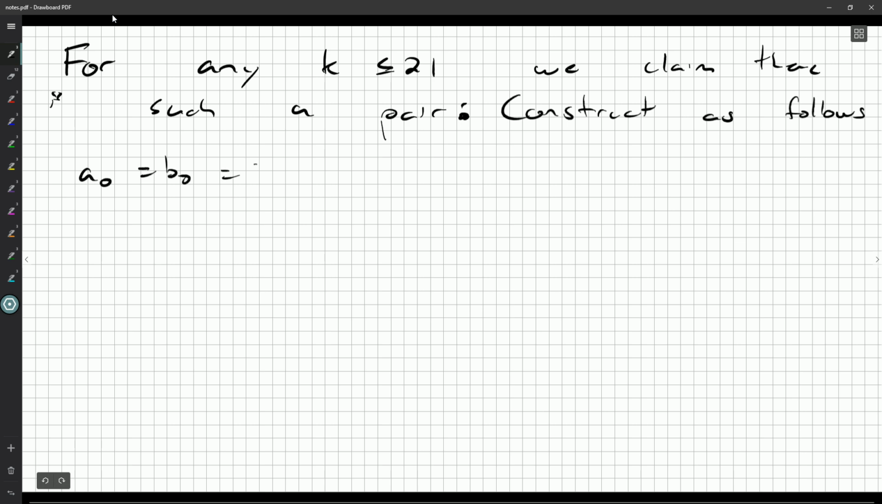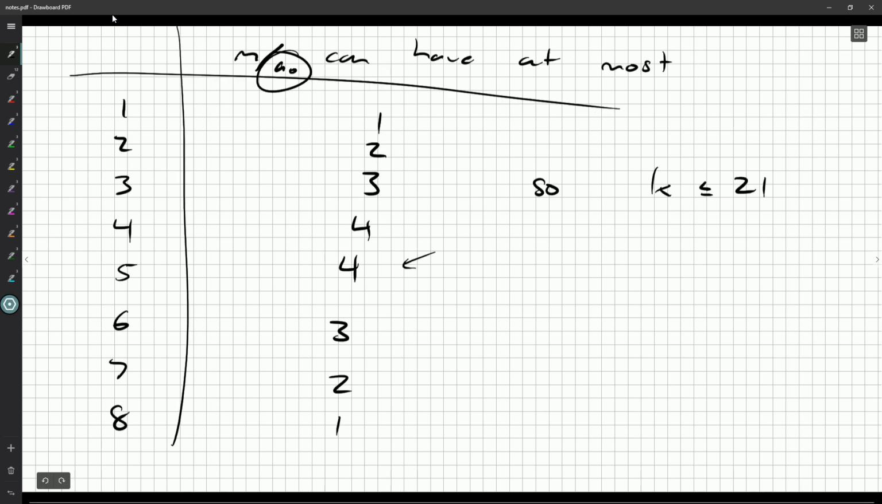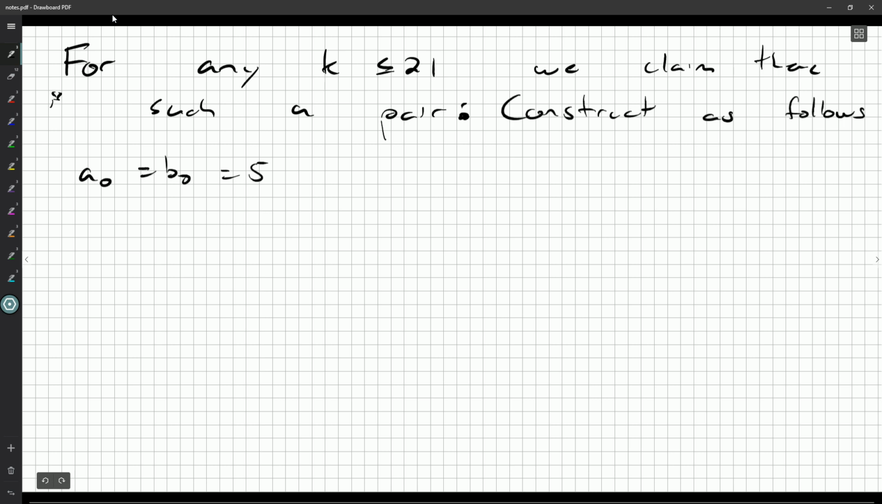A0 and B0 should both be 5. That'll make a 10. And you'll notice we have a sort of a spare 5. You can have a fifth 5. I think that should work. And then, so I guess what do we say? I know what I mean, but it's going to be hard to. The 5's there. Then I'm going to say put a 1 here and an 8 here.